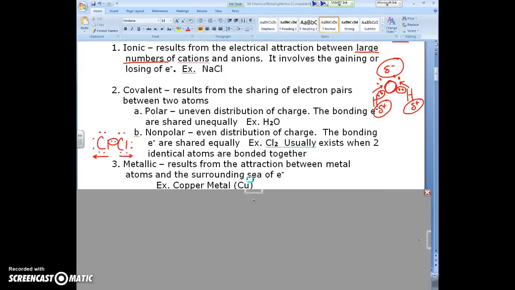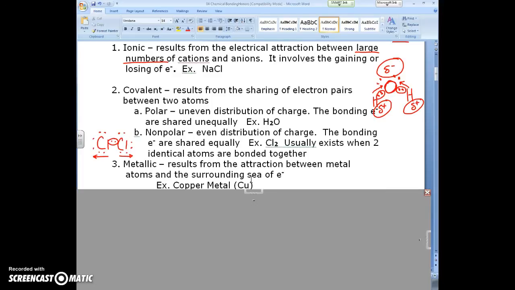What happens with metallic bonding, it's kind of like a potluck dinner. Everybody brings a dish to a potluck dinner, and then when it comes time to eat, you can eat from or take some from every single dish that was brought to the table. Same thing happens with metallic bonding. Each metal donates its valence electrons, and then the atoms aren't attached to each other, they're just attached to this mass or sea of electrons.